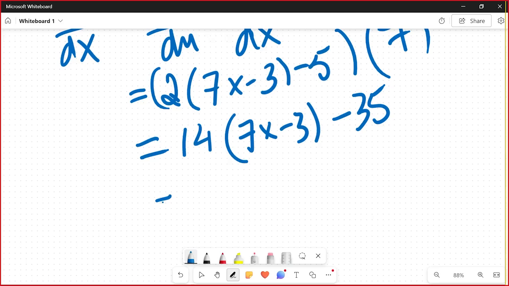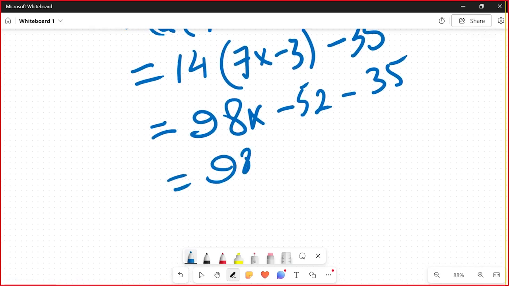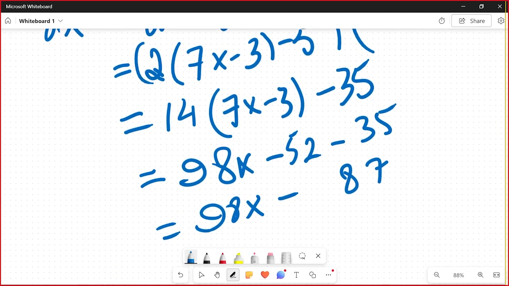So 7 times 14 is 98, so 98x, right? Then 14 times 3 is 42, and this is minus 35. So this becomes 98x minus 77, since 42 and 35 add to 77. I think there is a little mistake somewhere. It's not 52, it is 42.